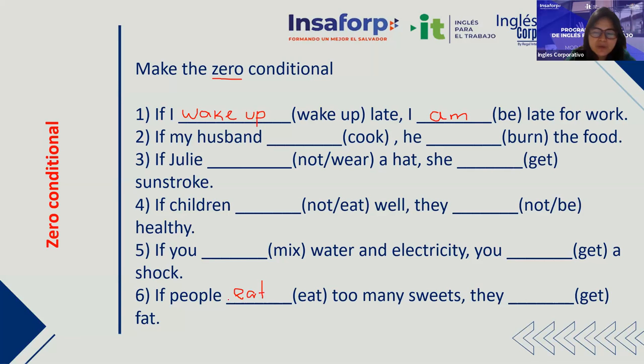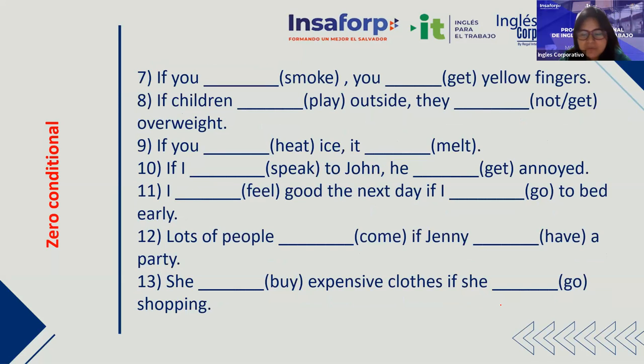If people eat too many sweets, ¿cuál es el verbo que vamos a usar? If people eat too many sweets, they get fat. Exacto. Como es they, no le puedo poner ese, ¿verdad? Porque ese le ponemos solamente para la tercera persona del singular. Pero para la tercera persona del plural, no. ¿De acuerdo? Bueno, vámonos a la number 7.